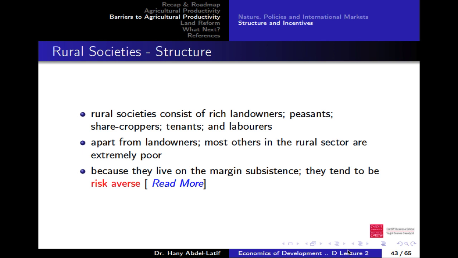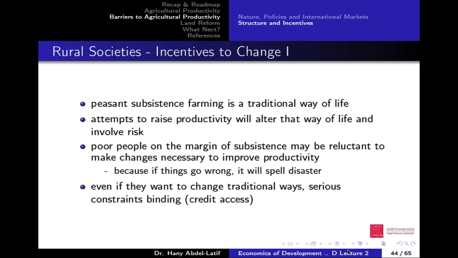So apart from landowners, which was me, everyone else is poor. I wasn't poor because I had the land. We had a car and the house. Anyway, all of these people are extremely poor, and because they live on marginal subsistence, they tend to be risk averse, meaning that the traditional way they used to farm is the way they live. And if you propose anything to change the way they live, that's so risky for them. They're not going to take it.